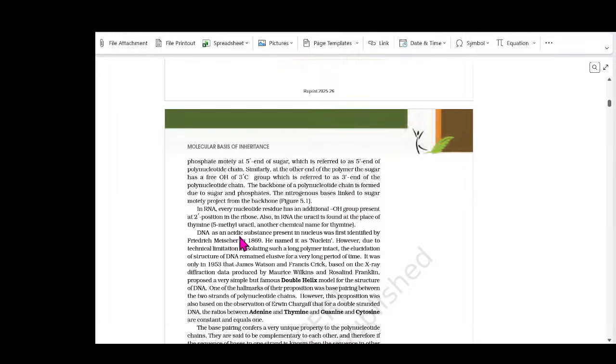DNA, as an acidic substance present in the nucleus, was first identified by Friedrich Miescher in 1869. He named it nuclein. However, due to technical limitations in isolating such a long polymer intact, the elucidation of the structure of DNA remained elusive for a very long period of time.